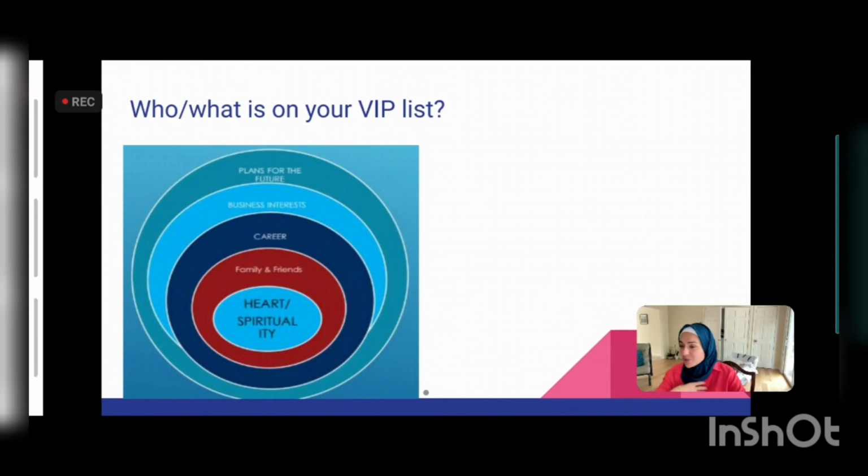So is your heart, keeping your heart clean, your spirituality, your religion, that's at the heart for many people. I'm not making any assumptions about anybody's spirituality. I'm just sharing with you my list. Friends and family, career, business interests, plans for the future. These are the important things. If these things are threatened, I need to respond appropriately. If these things are not threatened, I don't need to give it any time. That's the first thing, stating the obvious. Next slide, please. So make your own very important list.